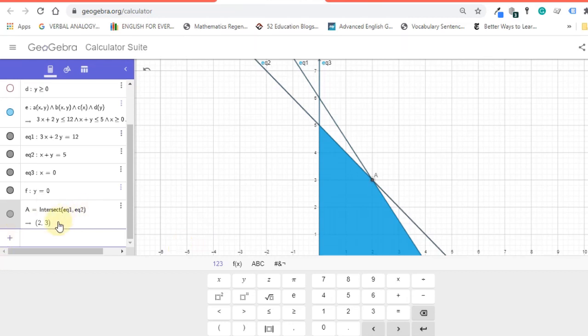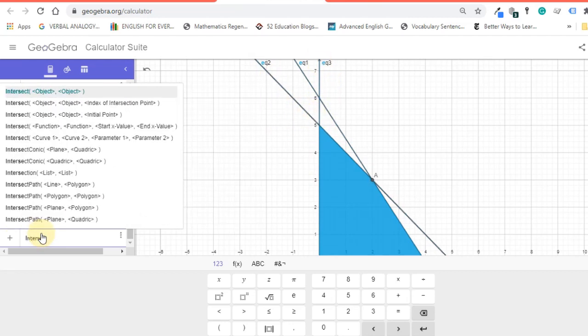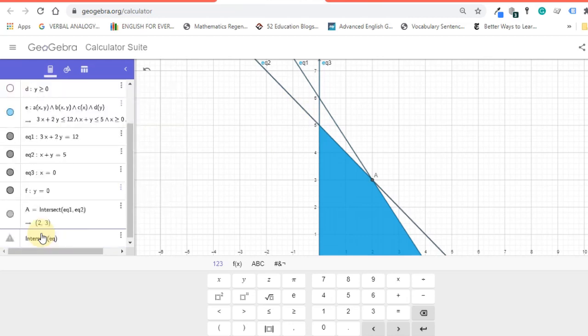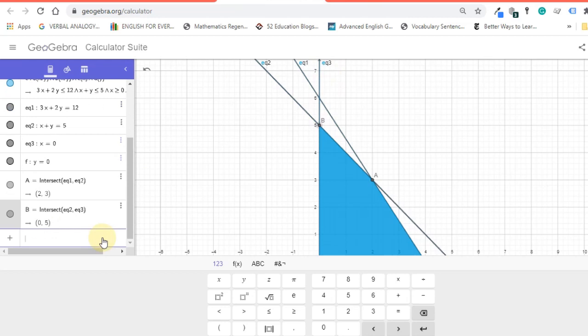See? Oh, this one, equation 1 and equation 2. There you go. That's point A, 2, 3. This is equation 3 and equation 2. So, intersect equation 1, equation 3 and 2. So, that's 2 and 3. There you go. That's 0, 5.